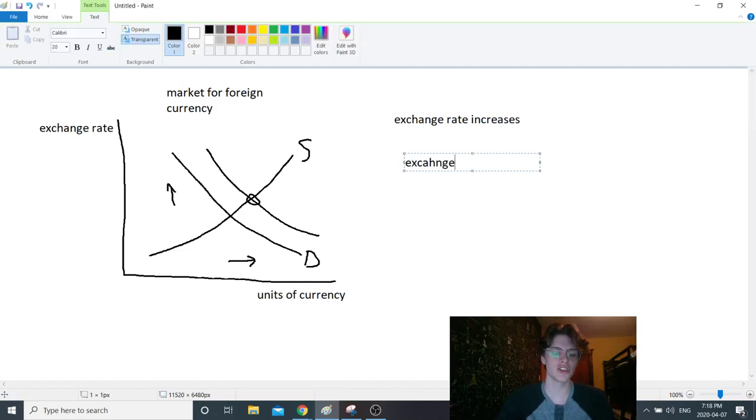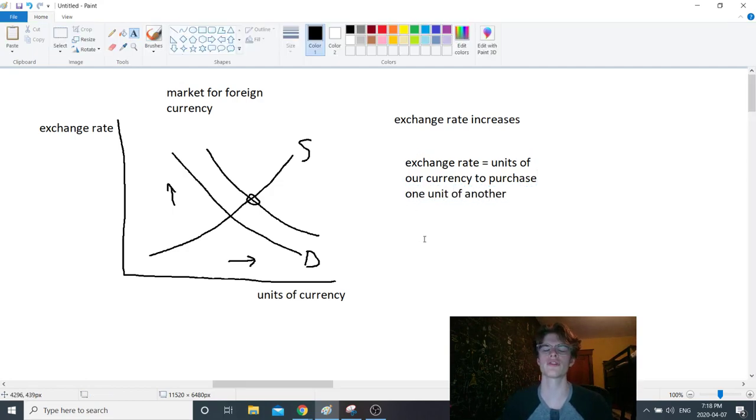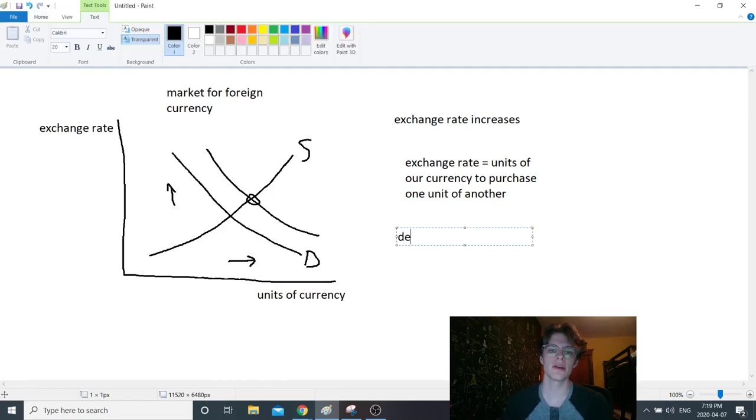Remember, the exchange rate is equal to units of our currency to purchase 1 unit of another. So right now, it may be with the US like 1.3, which says that we need 1.3 Canadian dollars to purchase a US dollar, something like that. So if the exchange rate goes up, that means it takes more of our dollars to purchase one of the other dollar. So an exchange rate going up means there is depreciation of our dollar.